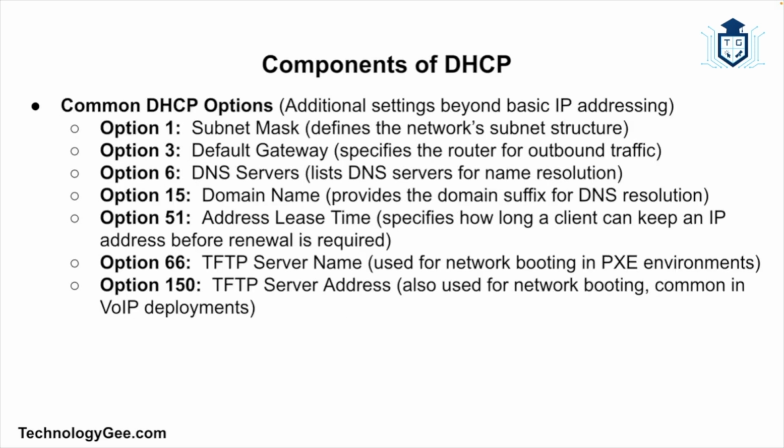So let's quickly talk about DHCP options. DHCP options provide additional configuration parameters to clients beyond the basic IP address and subnet mask. Some common DHCP options include the following. Option 1 is your subnet mask. Option 3 is your default gateway. Option 6 is your DNS servers. Option 15 is your domain name. Option 51 is the IP address lease time. Option 66 is the TFTP server name, which is used for network booting. And option 150 is the TFTP server address, which is also used for network booting.